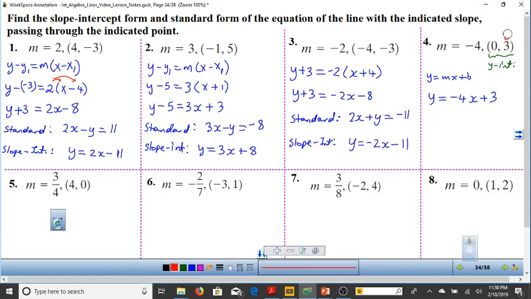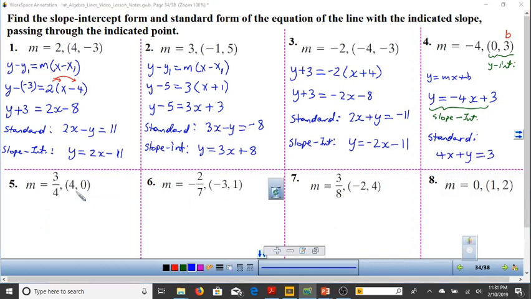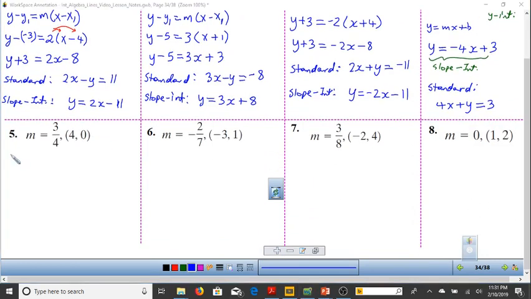So it looks too much like a 6. So the standard form, oh, this is slope-intercept form. For standard form, all I have to do is just put the negative 4x onto the other side. And we have 4x plus y is equal to 3. In this case, this is not a y-intercept, that's an x-intercept. And we just have to go through the normal procedure.